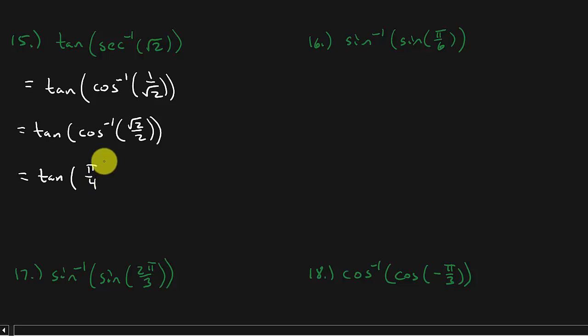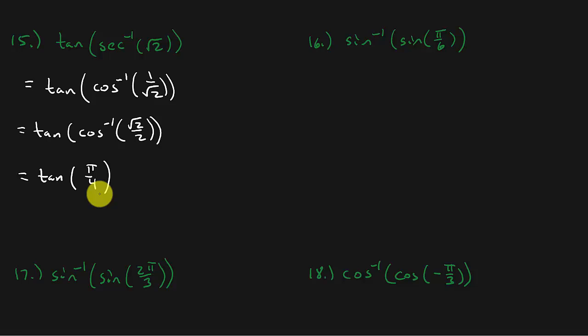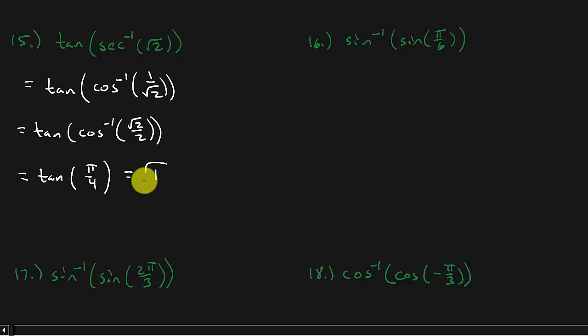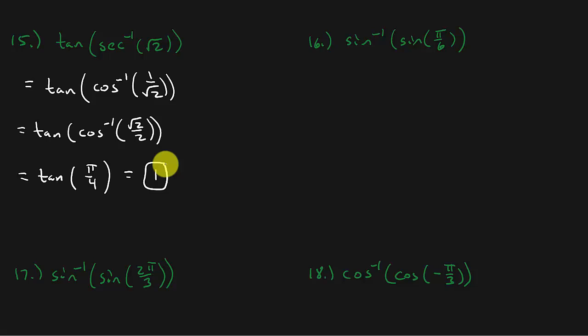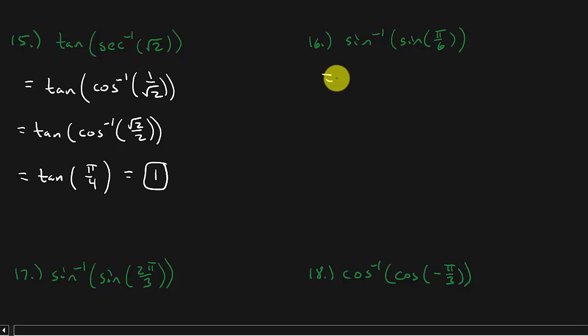So that's pi over 4. I'm just going to do everything in radians, okay? So the tangent of pi over 4 is what? Well, that's 1. See, it's like I'm working two problems in one. I'm working inside the parentheses, getting that answer, and then I'm working the rest of the problem. All right, so how about this one? What about this one? The inverse sine of sine of pi over 6.